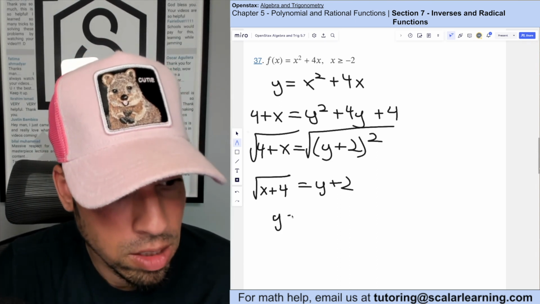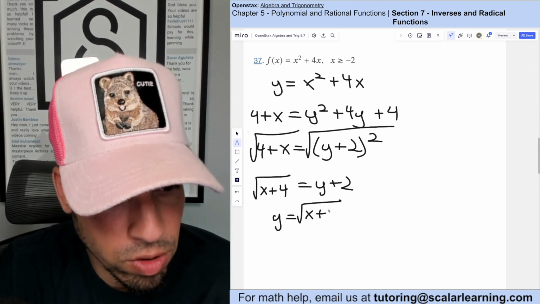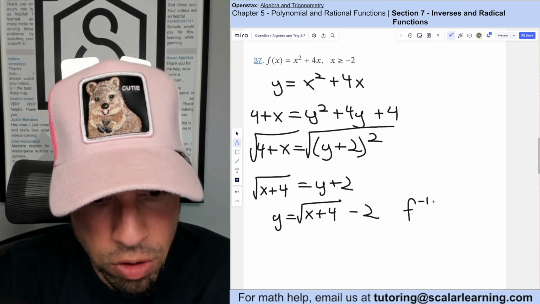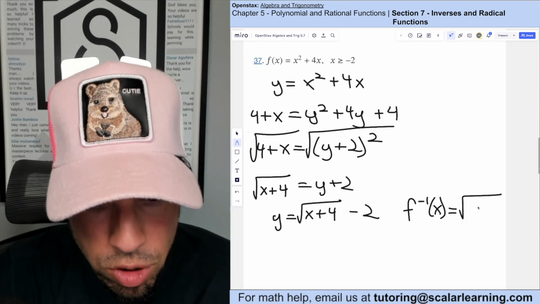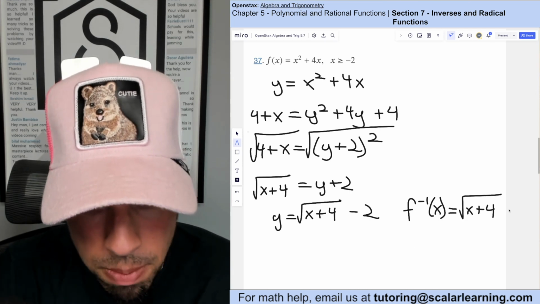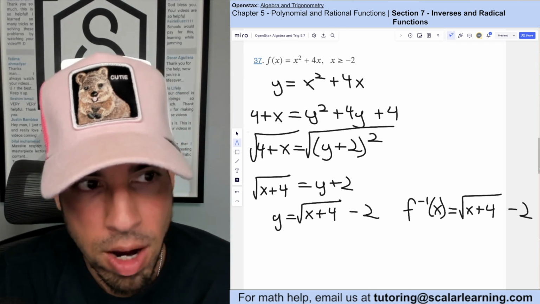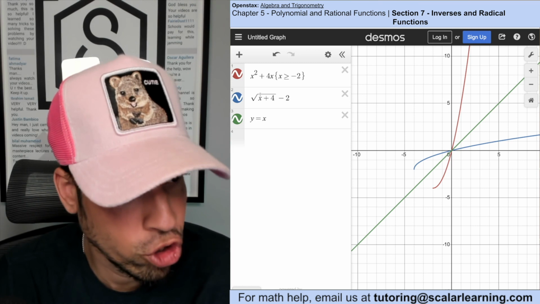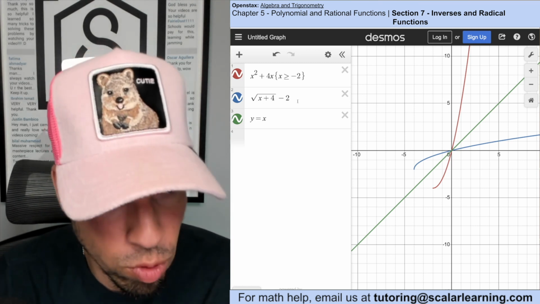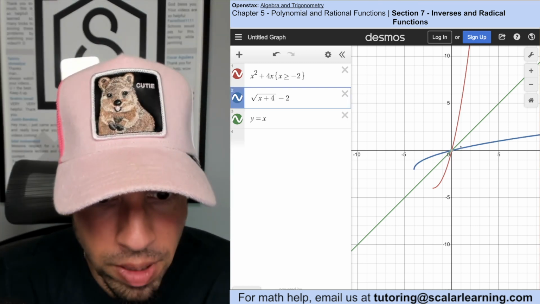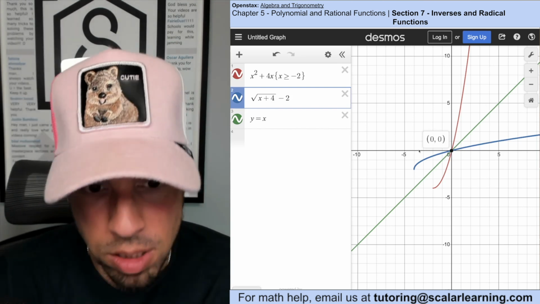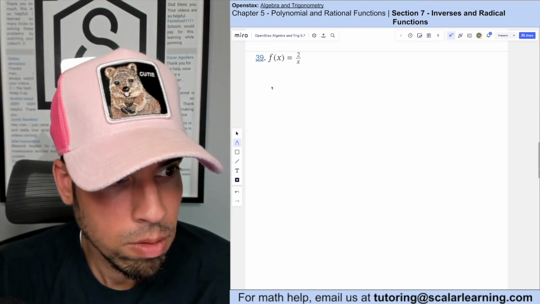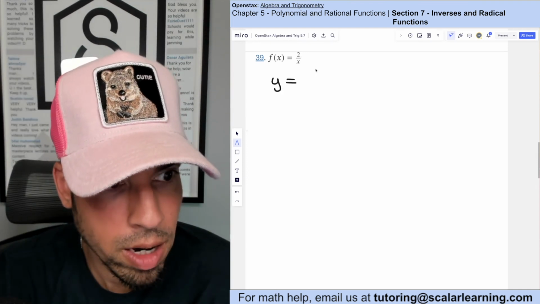Last but not least, let's subtract 2 from both sides, x plus 4 minus 2 outside of the radical. And then in our nice function format, f inverse of x equals the square root of x plus 4 minus 2. And now let's graph it. And once we take a look at the functions here, x squared plus 4x with that domain restriction, and then the inverse square root of x plus 4 minus 2, look at that. You can tell it's perfect. It's that beautiful symmetry across line y equals x, so we know it's correct. Boom, done.